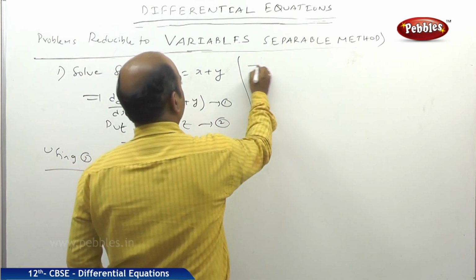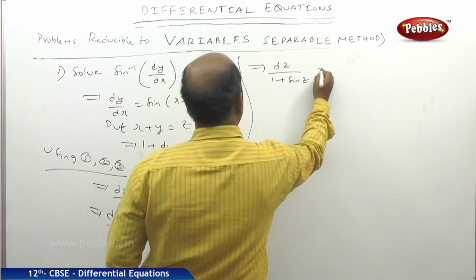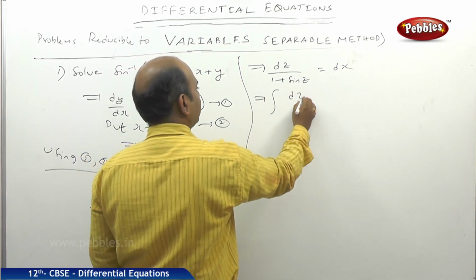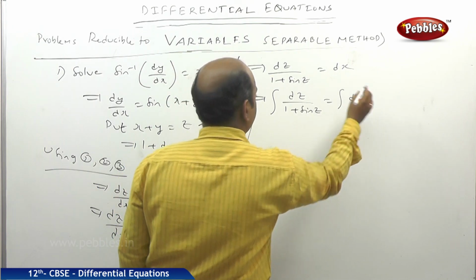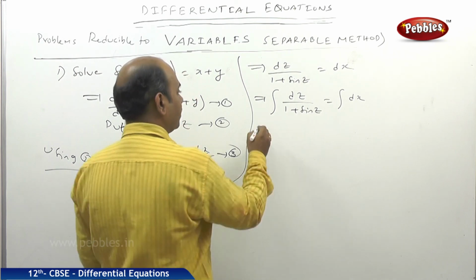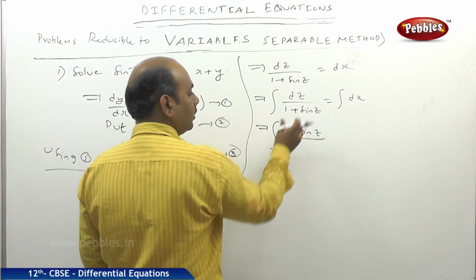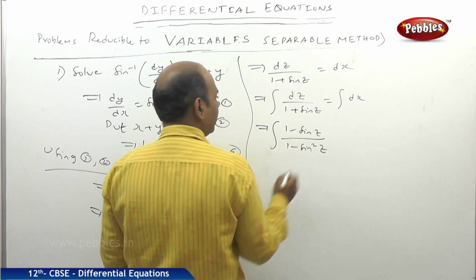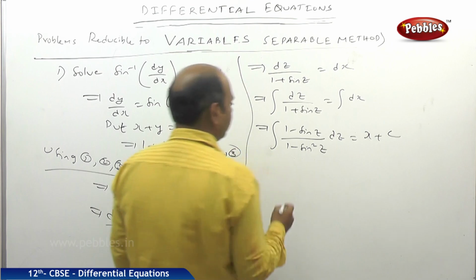That implies dz by 1 plus sin z is equal to dx. So integrate on both sides: the integral of dz by 1 plus sin z is equal to the integral of dx. Whenever this kind of integration comes, we need to rationalize. We multiply by 1 minus sin z over 1 minus sin z, so that it becomes the integral of 1 minus sin z by 1 minus sin square z dz is equal to x plus c.